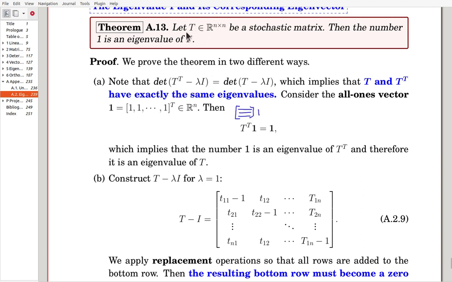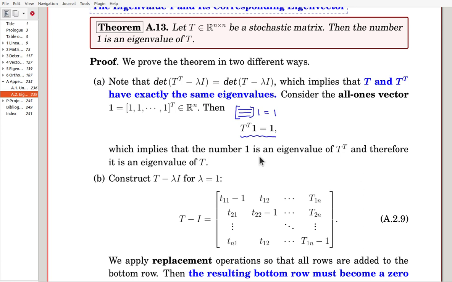Now, originally, T has column sum 1. So here, T transpose has row sum 1, so that on the right side, all values must be 1. So we reach this one. That means 1 is an eigenvalue of T transpose. Because T and T transpose have exactly the same eigenvalues, the number 1 must also be an eigenvalue of T. That is the first proof.